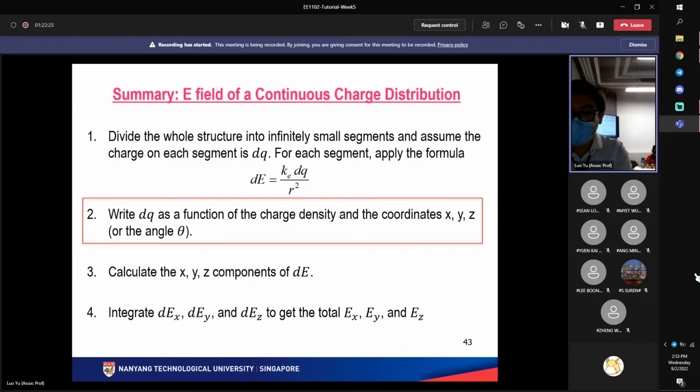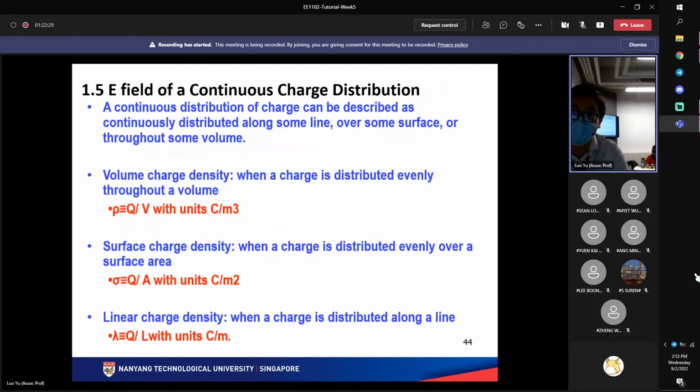So as I said, we have an additional step, step 2, to write dq as a function of the coordinate. How we should do that is we have 3 different cases. If we have a volume charge distribution, the first step is always to find out the charge density. If the charge is uniformly distributed across a volume, the charge density is the total charge divided by the volume V. If we have charge distributed on a surface, we have this charge Q divided by the area A. If we have charge uniformly distributed on a line, we have lambda as Q divided by the length L.